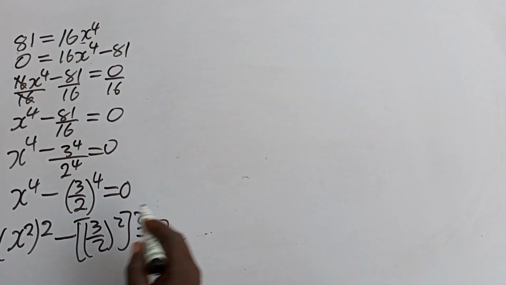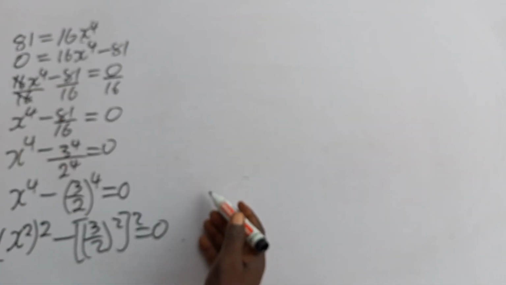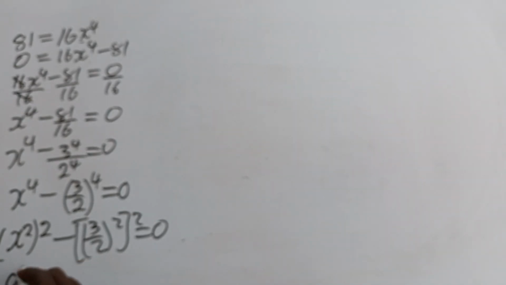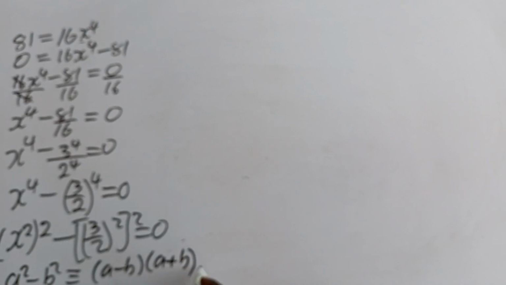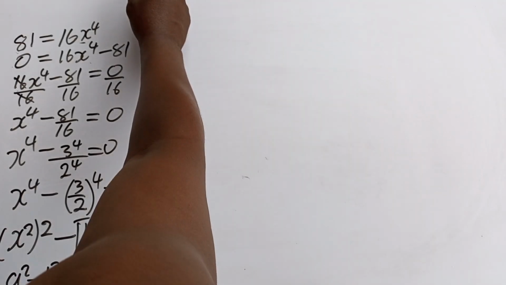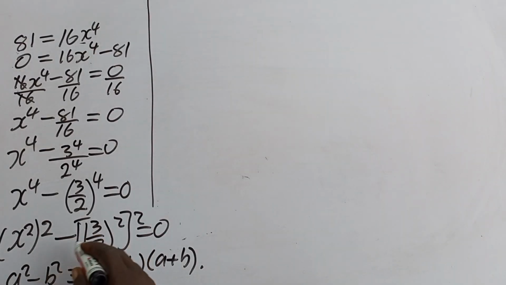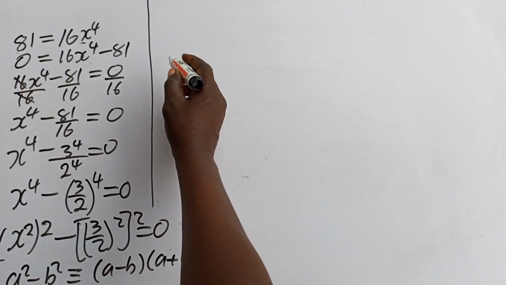Alright. Now, we have obtained the difference of 2 squares. So we are going to use the identity of difference of squares. a squared minus b squared is identically the same as a minus b into a plus b. This is the identity that we are going to use. Now let's go ahead and transform our expression using the identity of difference of squares.